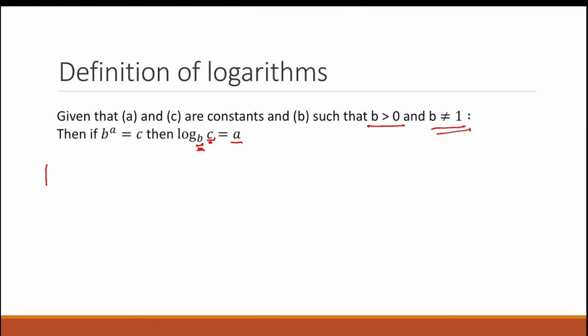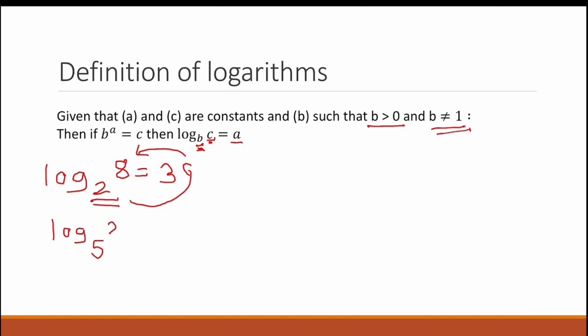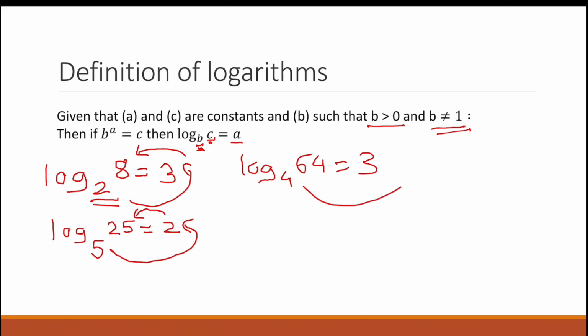For instance, if I tell you log base 2 of 8, what would you write in this case? Well, the answer would be 3, because I raised 2, which is our base number, to the power 3 to get 8. If I asked you what is log base 5 of 25, your answer would be 2, because I have to raise 5 to the power 2 to get 25. If I ask you log base 4 of 64, what would your answer be? Your answer would be 3, because I have to raise 4 to the power 3 to get 64.